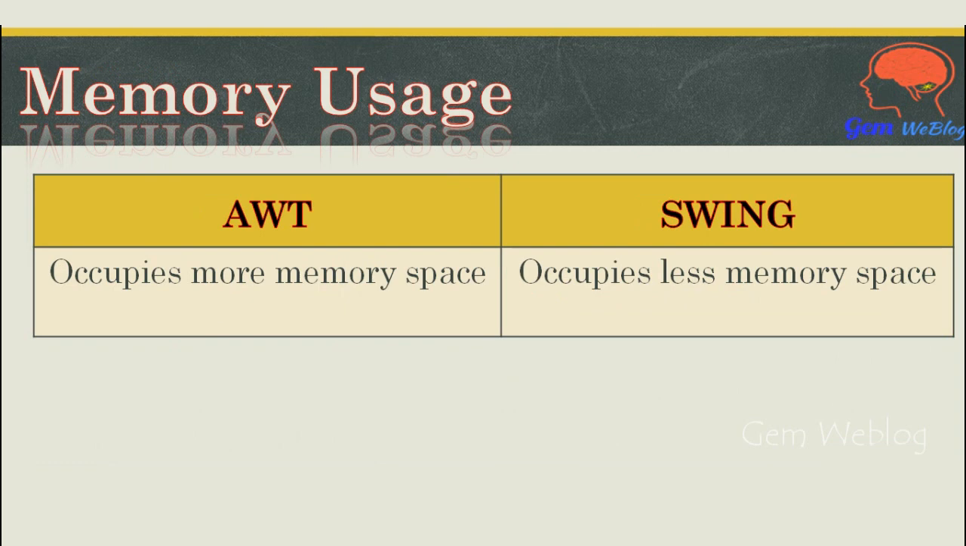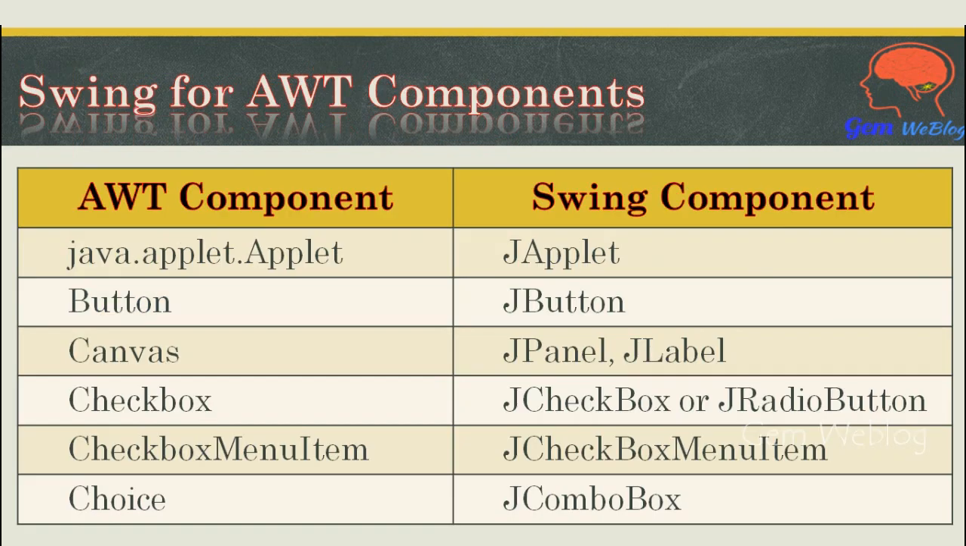So what about the memory usage? AWT occupies more memory space since it depends upon the underlying OS, whereas Swing occupies less memory space. Now we have listed the AWT components and its equivalent Swing components. These are the AWT components and its equivalent Swing components.